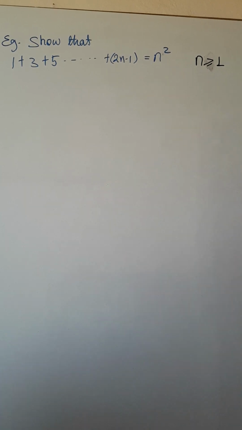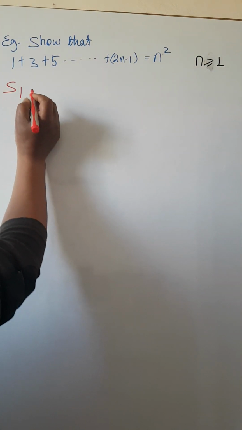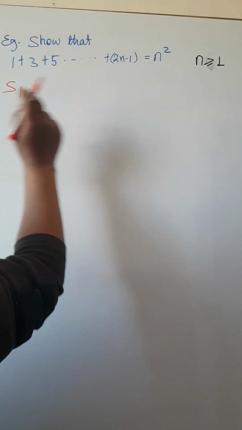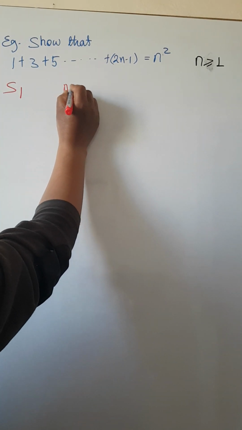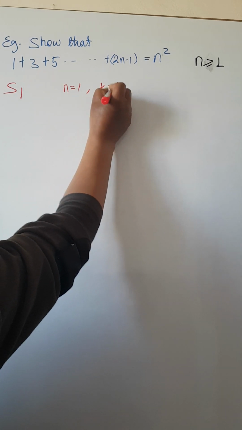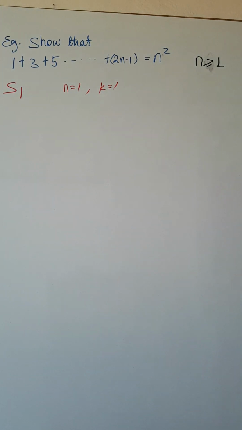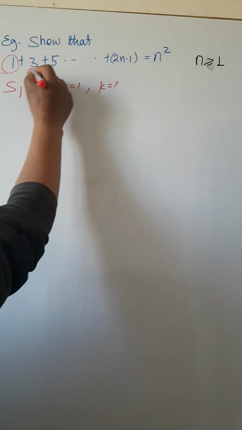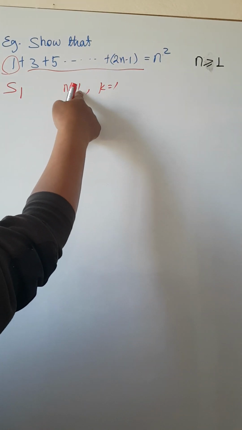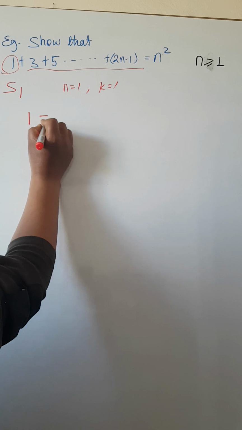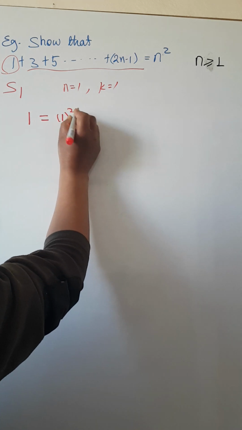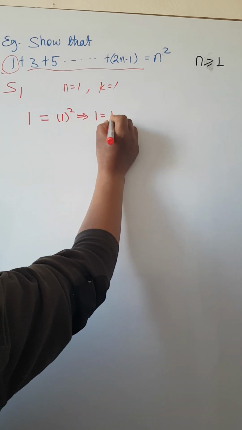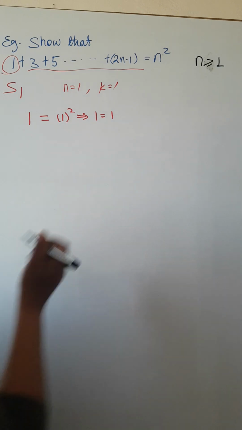So step one. Now prove that it holds true for n equal to 1, meaning k is equal to 1. So the first element in the series is 1. The others are not here because this is for the first element. So 1 is equal to, on the other side, 1 squared. This implies 1 is equal to 1 is true. So this is true.